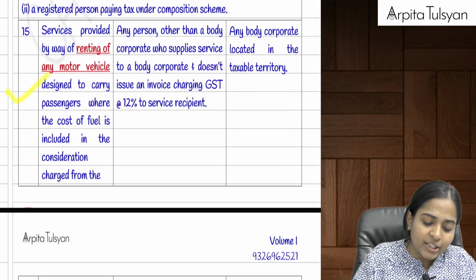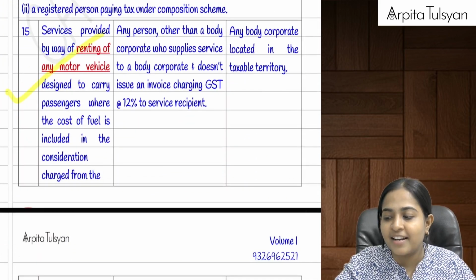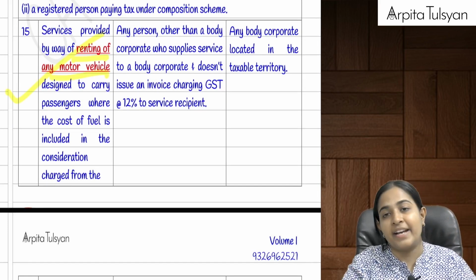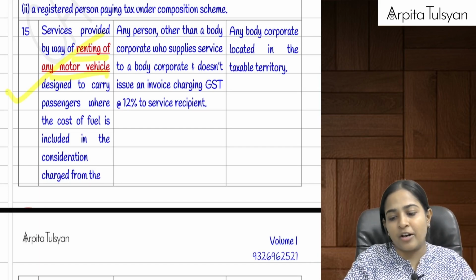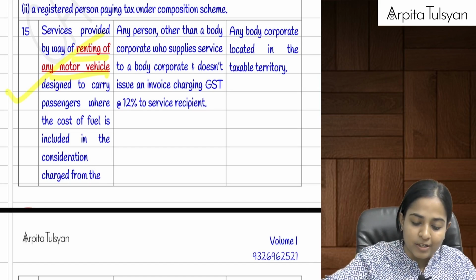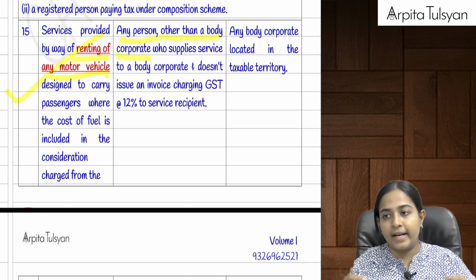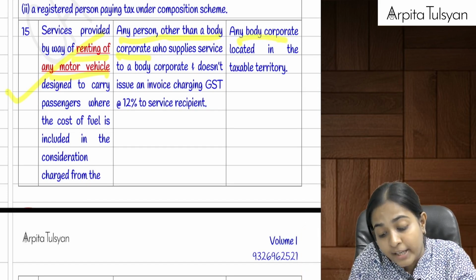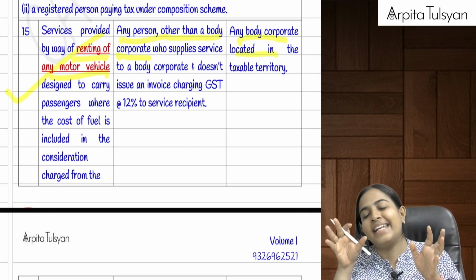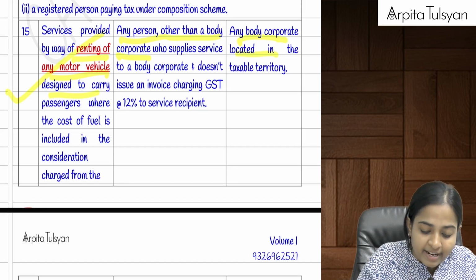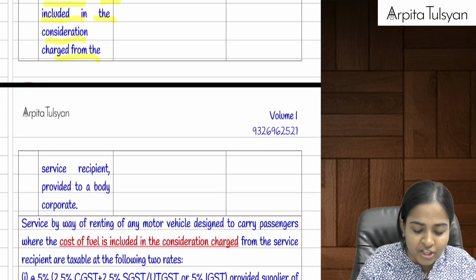Yes? Okay. Then the next point, the second last point: services provided by way of renting of any motor vehicle. Now, renting of a motor vehicle means what? First of all, who is providing this particular service? Any person other than a body corporate, other than a company, who provides services to a body corporate. A non-body corporate providing renting of motor vehicle services to a body corporate, of any such motor vehicle which is designed to carry passengers, where the cost of fuel is included in the consideration charged from the recipient.